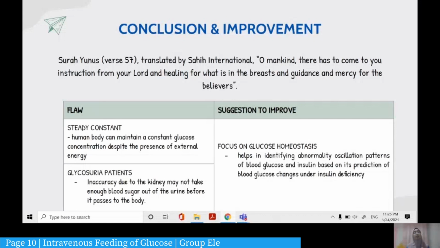Our suggestion to improve would be to focus more on glucose homeostasis, which eventually helps us to identify abnormality oscillation patterns of the blood glucose and also insulin, based on the prediction of blood glucose changes under insulin deficiency.